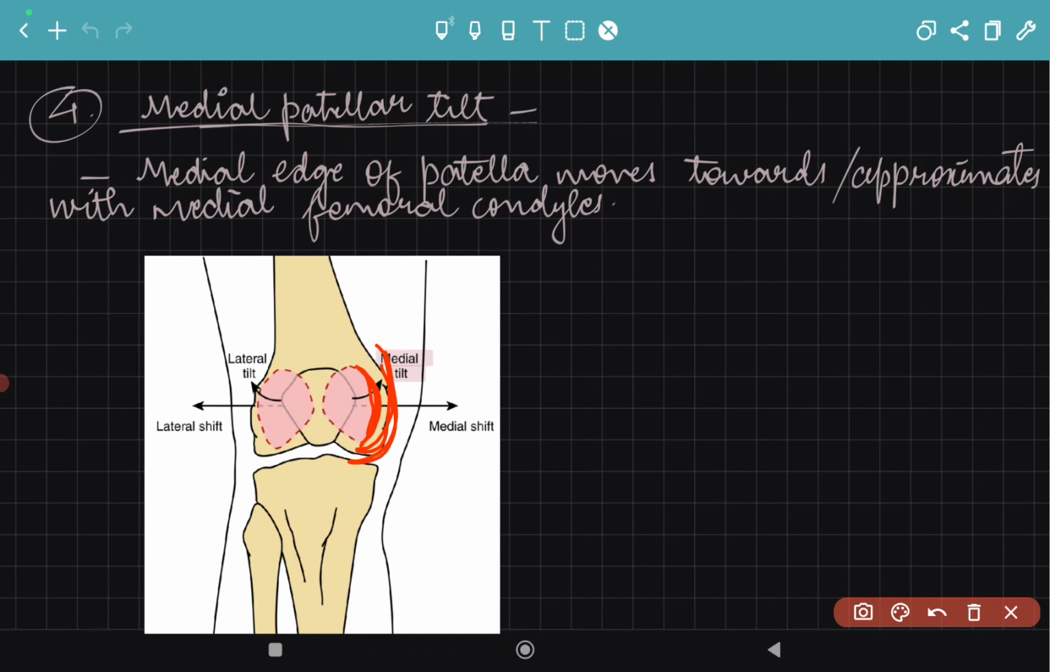If it is medial, then it will be medial tilt. If it is lateral, then it will be lateral tilt. And in tilt, the corresponding edge of the patella will approximate or make contact or move towards the corresponding condyle. If it is medial, as in this case, then it will be called medial tilt. Again, we can see the medial edge of patella moving towards the medial femoral condyle. So that was about tilt.